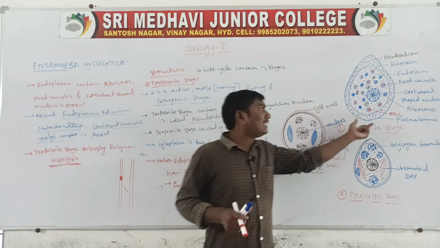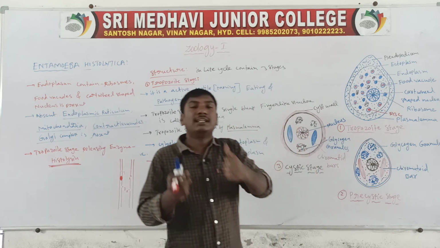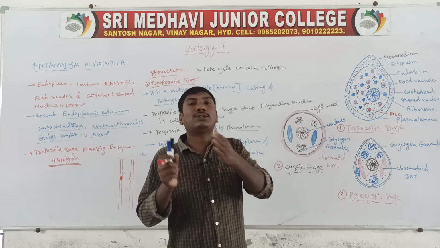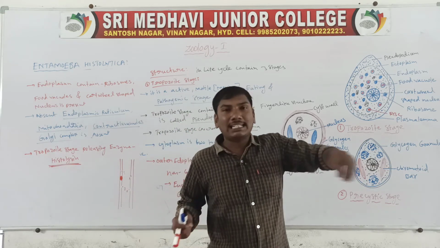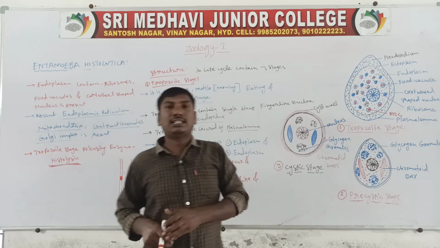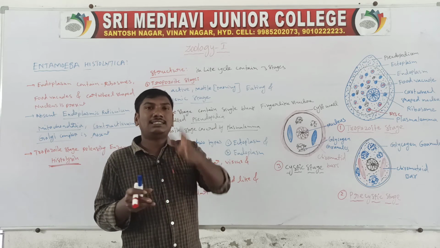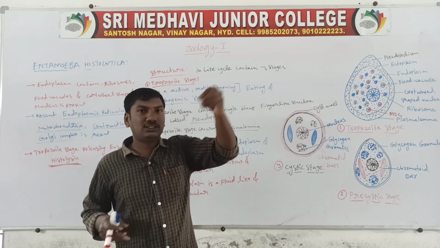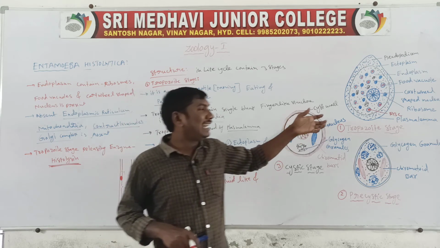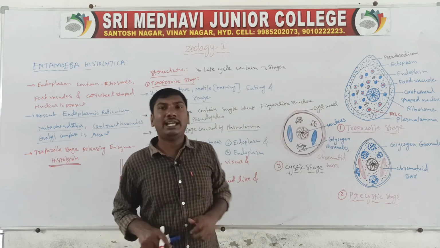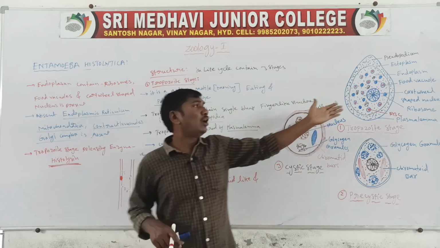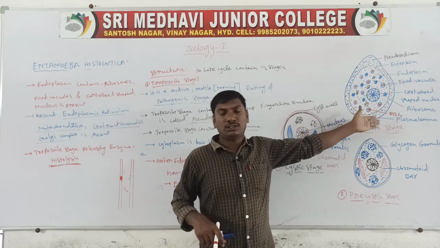Next, this stage releases an enzyme called histolysin. Histolysin acts on the wall of the large intestine, dissolving it. They are released into the blood, which contains red blood cells and bacteria. They eat the red blood cells, so this is a holozoic type of stage.